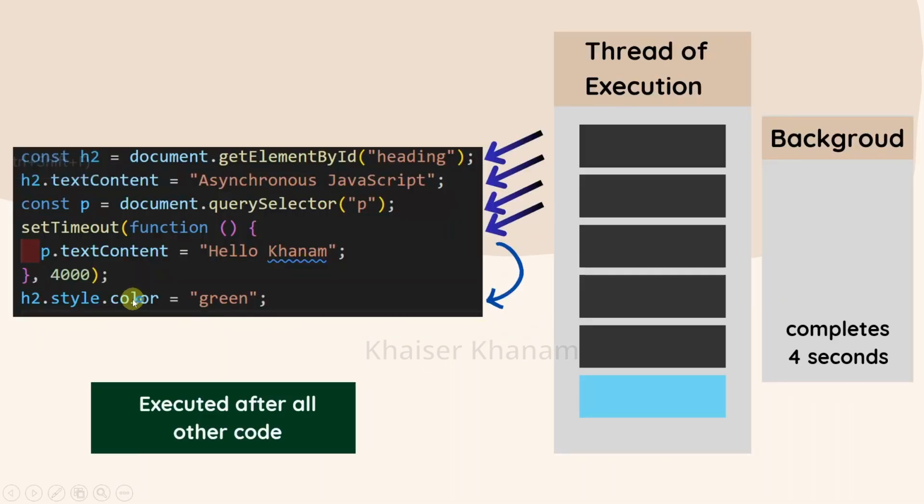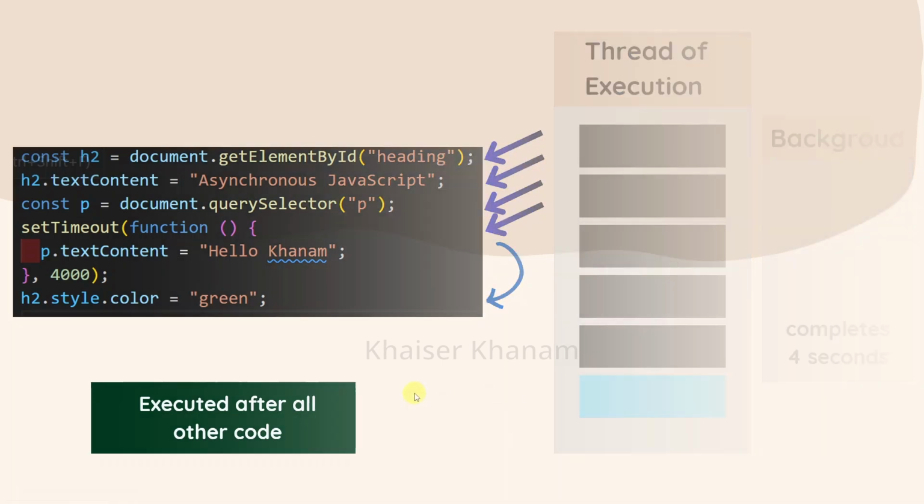Suppose, just imagine, this H2 has executed here, and here I have set a 10-second timer. So once this 10 seconds is reached, only then will this code be executed. Before that, it is not going to execute.